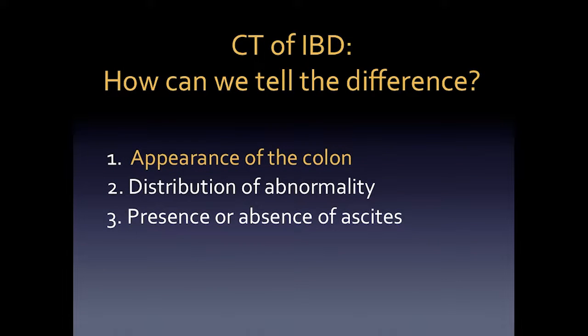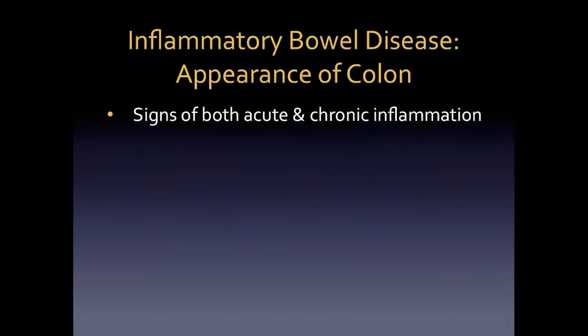So we're going to start with inflammatory bowel disease, and we're going to go through each of these features to try and determine what makes a diagnosis of inflammatory bowel disease specific. So starting with appearance of the colon. When you're looking at a case of suspected inflammatory bowel disease, what you really want to find is evidence of both acute and chronic inflammation in the same patient at the same time. So let's review what those signs are.